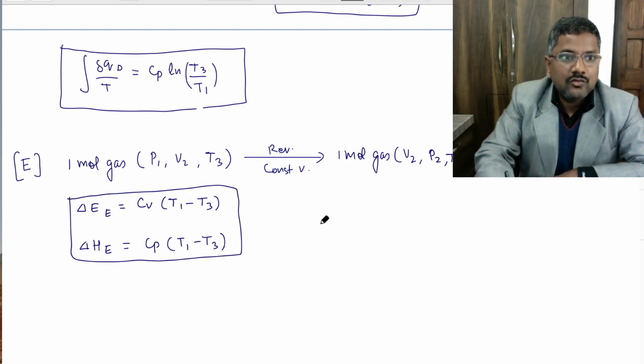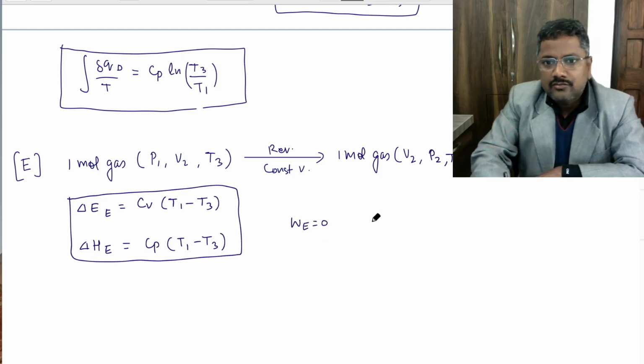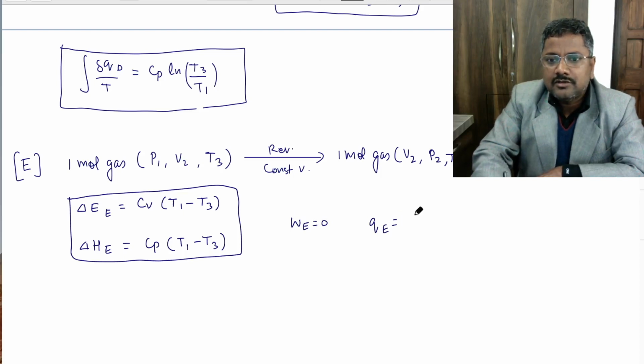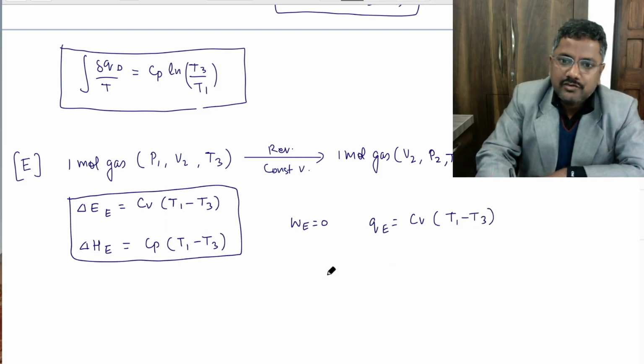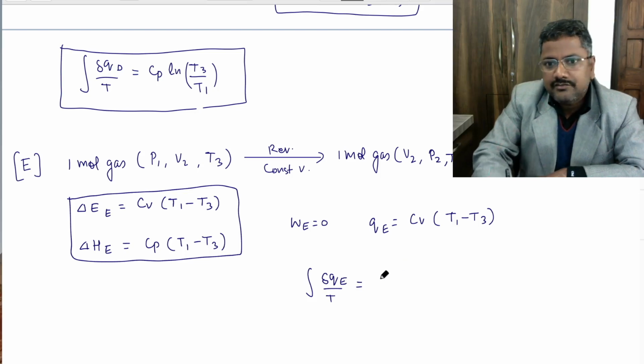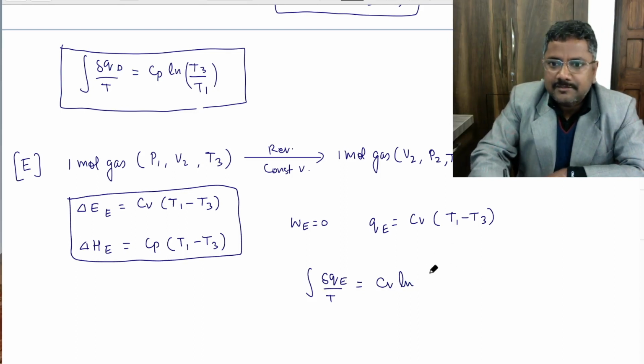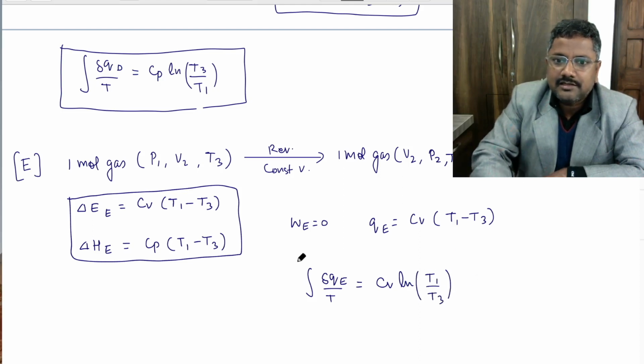And this is the isochoric process. So WE is equal to 0. So QE is equal to CV (T1 minus T3), right? So delta QE by T is equal to CV ln(T1 by T3), right?